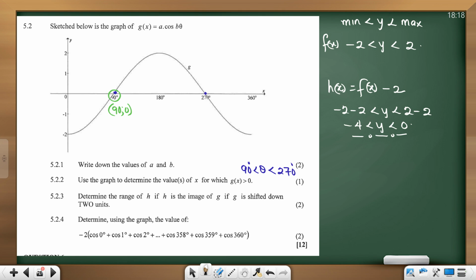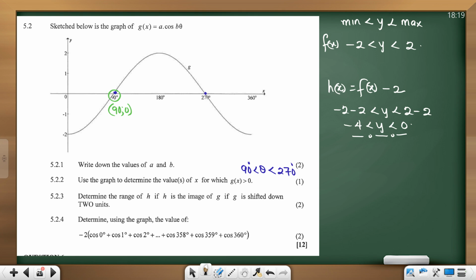All right, determine using the graph the value of this. Now, they said, are you going to plug? Do you know this is 0, 1, 2, 3, 4, 5, 6, 7, 8, 9, 10, 11. 3 dots means the values continue forever. Would you finish your paper?